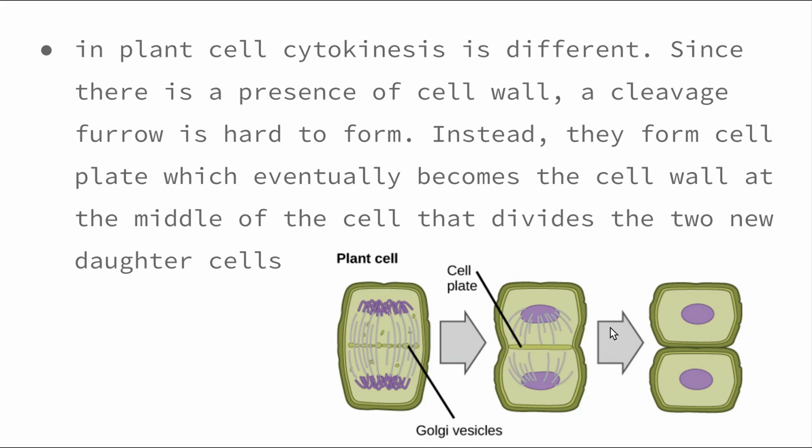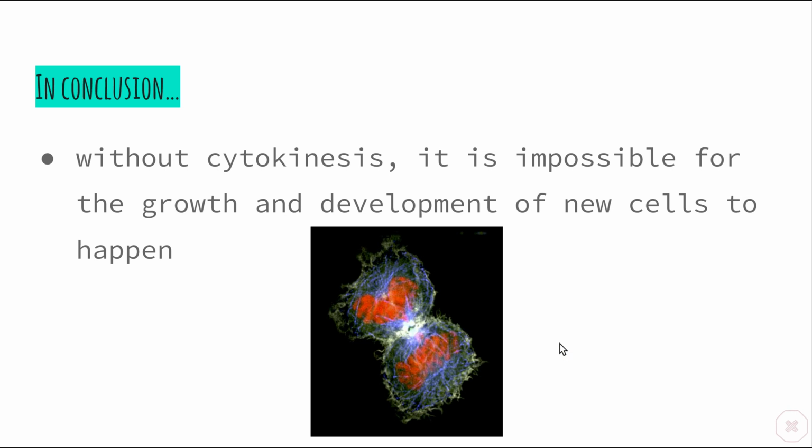In plant cells, however, cytokinesis is a little bit different, simply because plant cells have a cell wall. So because of this hard cell wall, which we know is made up of cellulose, a cleavage furrow is difficult to form. So what will actually happen is that, as we saw in the microscope activity looking at mitosis under the microscope, a cell plate will form that will become the division section for the two cells. So this cell plate will form, and this will eventually become the cell wall in between our two new daughter cells.